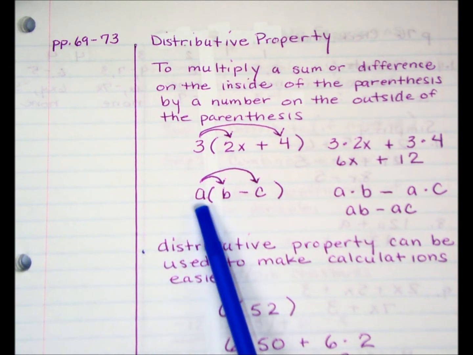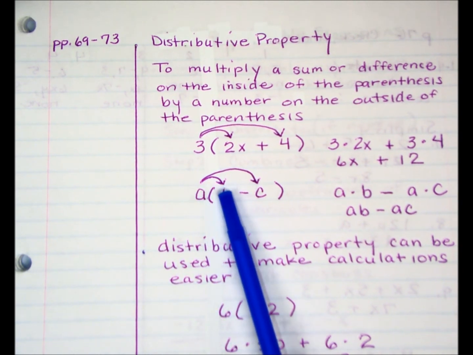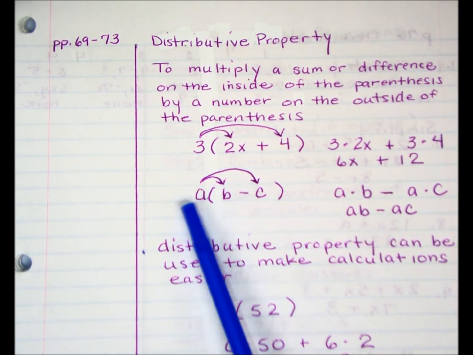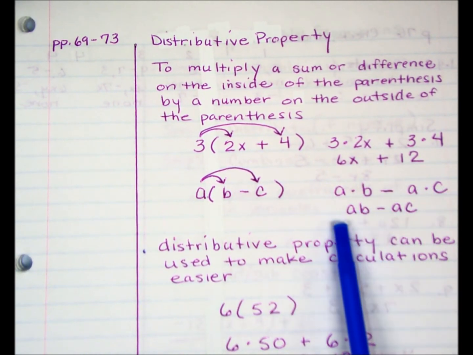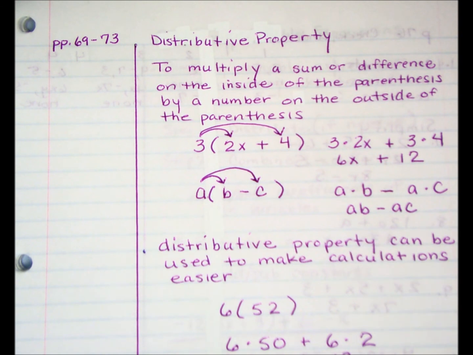Looking at it algebra-wise, it would be A times B minus A times C, which would equal AB minus AC. Again, those are unlike terms, so we couldn't subtract them because you can't add or subtract unlike terms. So that would be your complete answer.